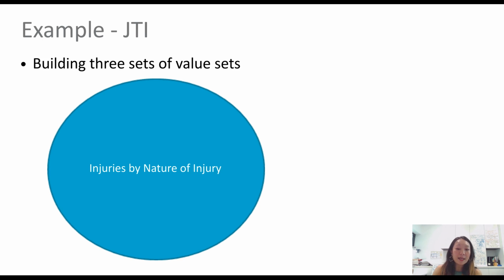So my second case study was the Jamison Trauma Institute or injury value sets. And the point of this was to try and build 3 sets of value sets. So the first set of value sets was to identify all the injury concepts within SNOMED and divide them up by nature of injury. So that was sort of the overarching largest set of value sets.